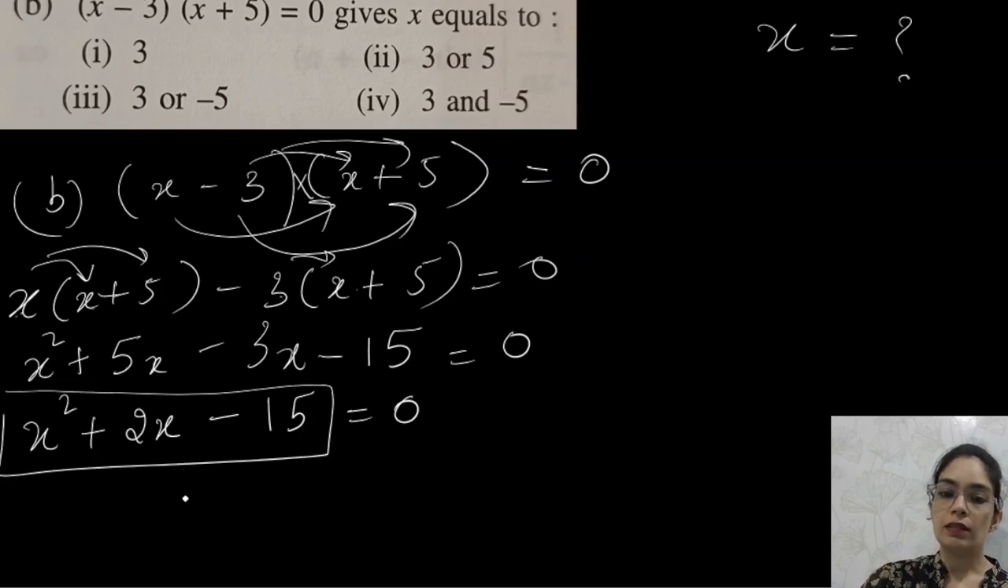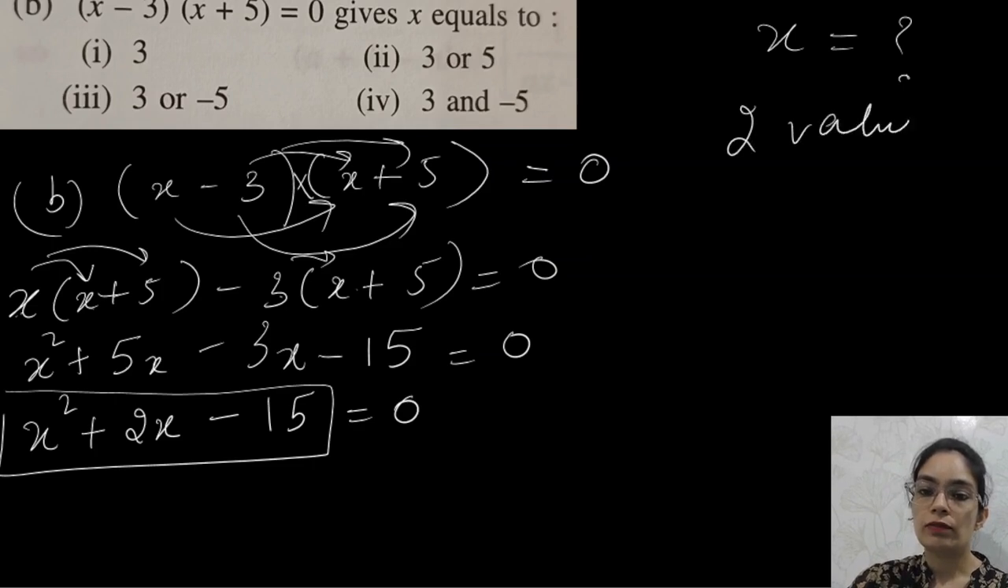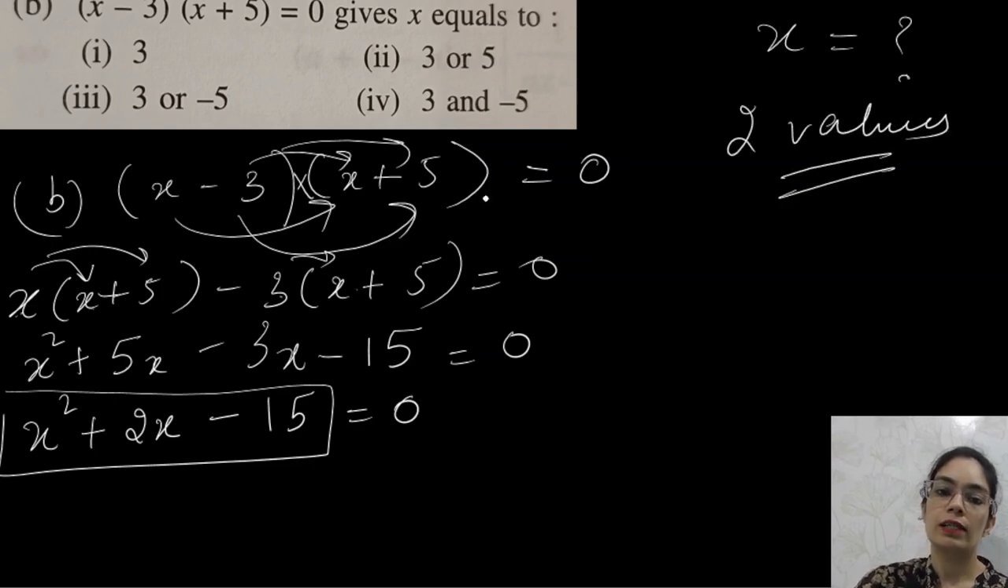So here you can see this is an example of a quadratic equation. If the given equation is a quadratic equation, how many values of x will we get? Two values. So two values of x, or two solutions, we will get. Here we have two solutions in option number 2, option number 3 and option number 4. That means the answer will be one of these options. Now how do we find the answer in this case?